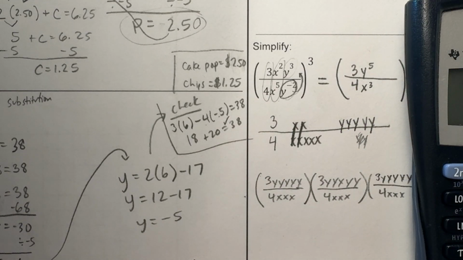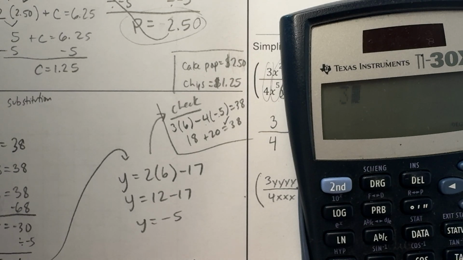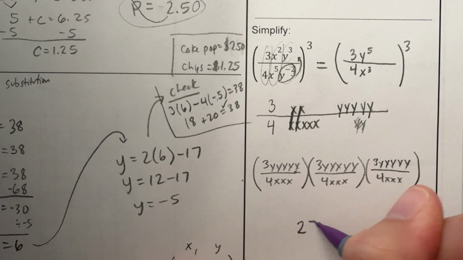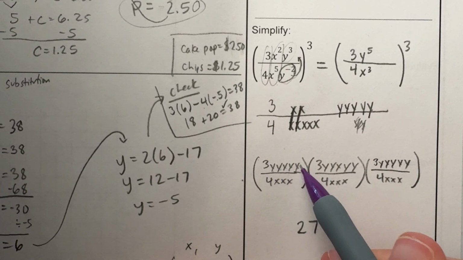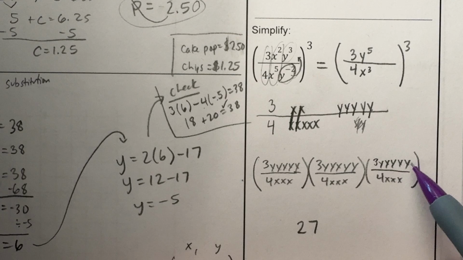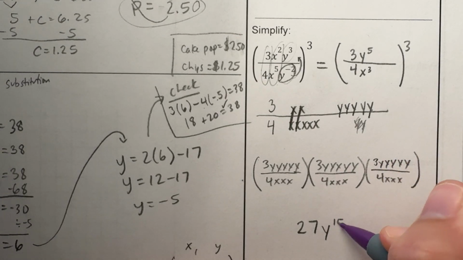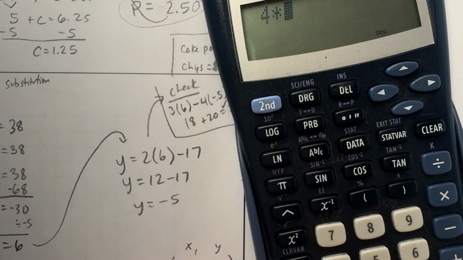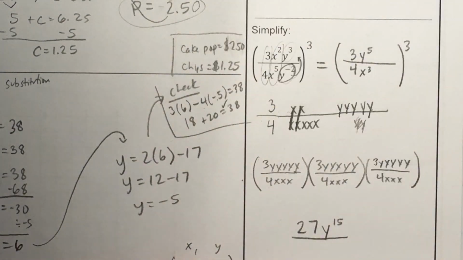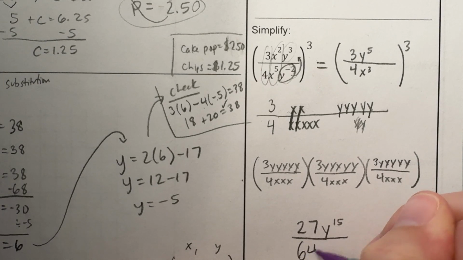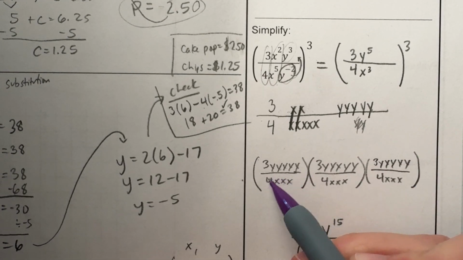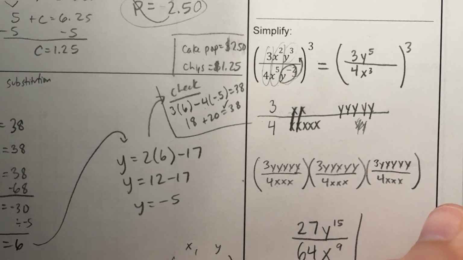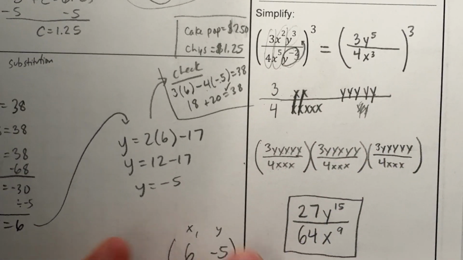When we multiply fractions, we just multiply across. So across the top, I'm doing 3 times 3 times 3. That's 27. So on the top of this fraction, I have 27. And then I have 1, 2, 3, 4, 5 y's, plus 5 more y's, that's 10 y's, plus 5 more y's, that's 15 y's. And along the bottom, 4 times 4 times 4. Feel free to use your calculator. You could do it like this, or you could do 4 to the power of 3. Either way, it's going to be 64. And this is x times x times x. That's 3 x's, 6 x's, 9 x's. And here is my answer. A little bit more steps on this one.